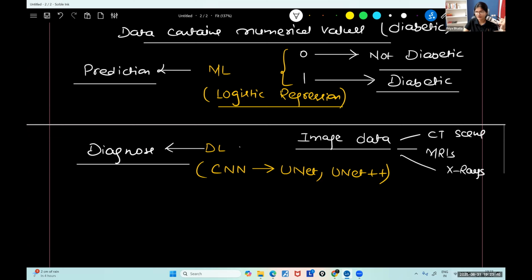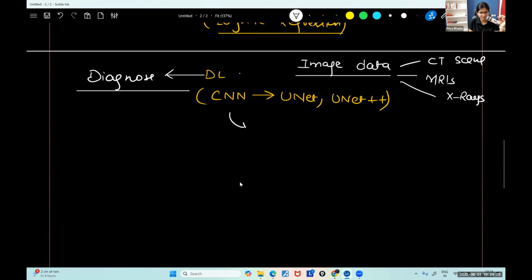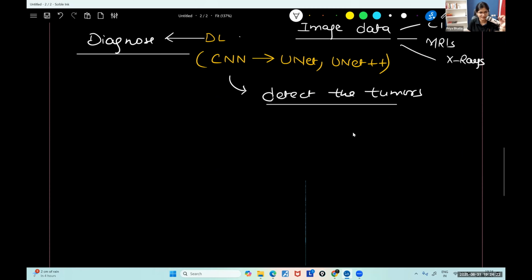To diagnose the problem. So let's say I will provide the input data as CT scans. Can your model give me the idea whether that CT scan contains a cancerous cell or not? If I provide you a lung CT scan, whether that lung CT scan is having cancerous cells or not. So it is majorly used, for example, to detect the tumor, right? Detect the tumors.